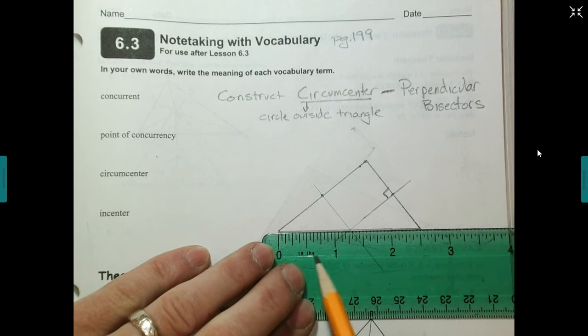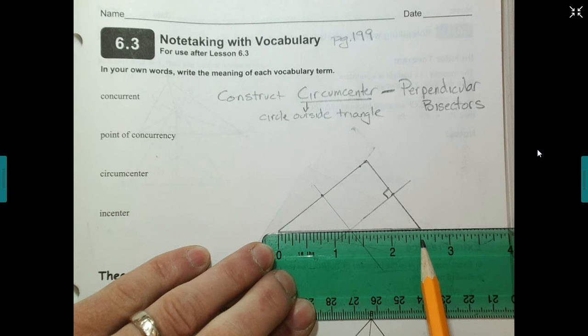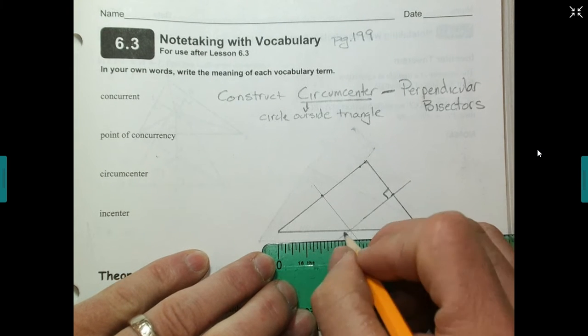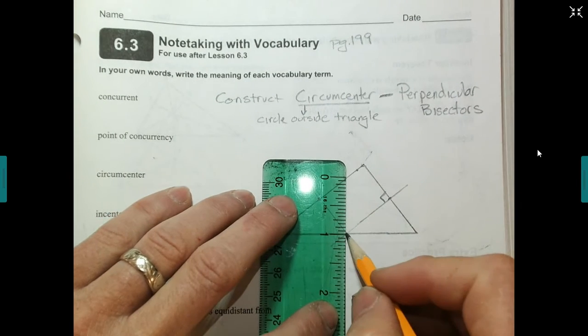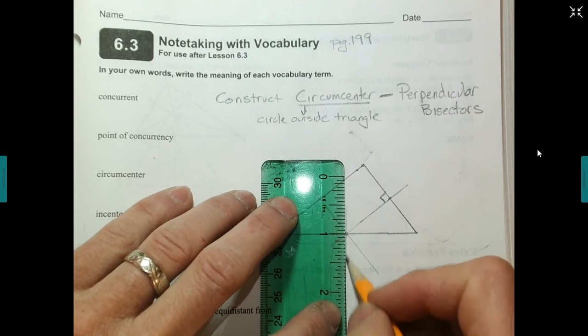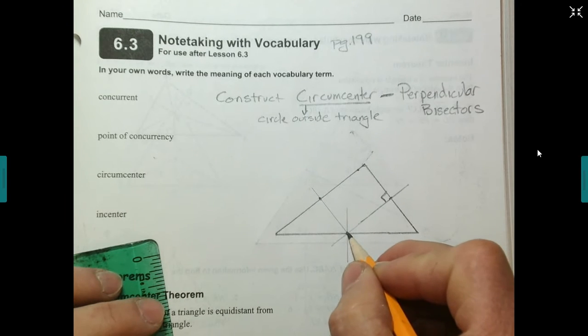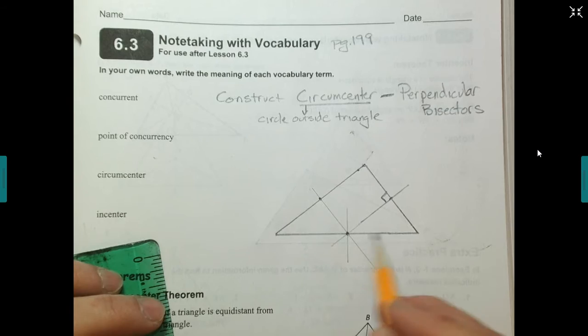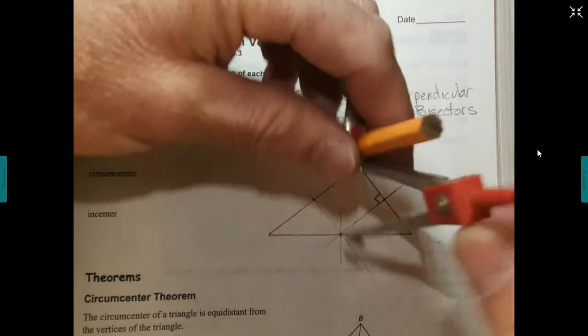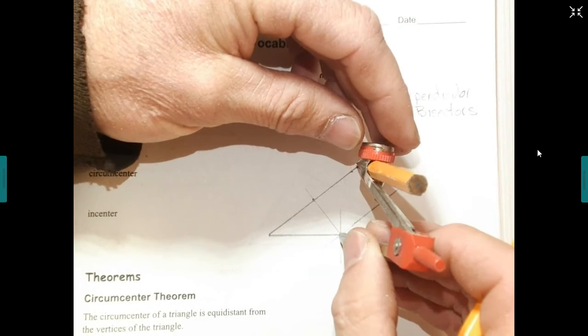So I've got, this is 2.5. So 2.5 would be 1.25. Hot dog, there's the middle. And perpendicular would be right here. So my circumcenter for this one actually lands on this line, but it usually won't land on this line.